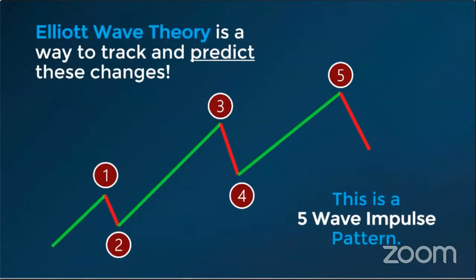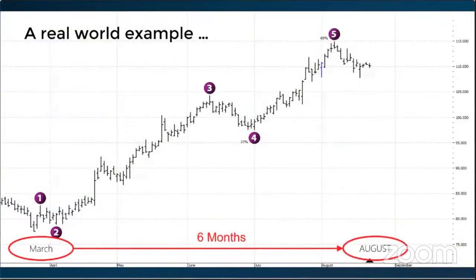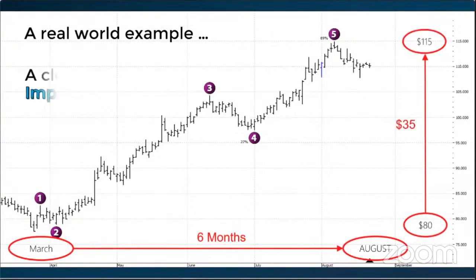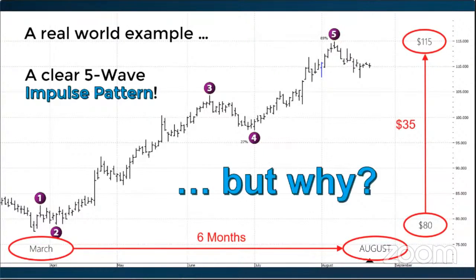Here's a 5-wave impulse pattern. Lots of people have seen this, even if they're not really familiar with Elliott wave analysis. But what exactly does all that mean? Well, let's look at a real-world example. You take a look at this stock, you can see that from the period of time between March and August, 6 months, the stock moved from $80 to $115. This is a clear 5-wave impulse pattern. But why? Why does this work? And why are these specific labels on the chart? Well, let's take a look at why.